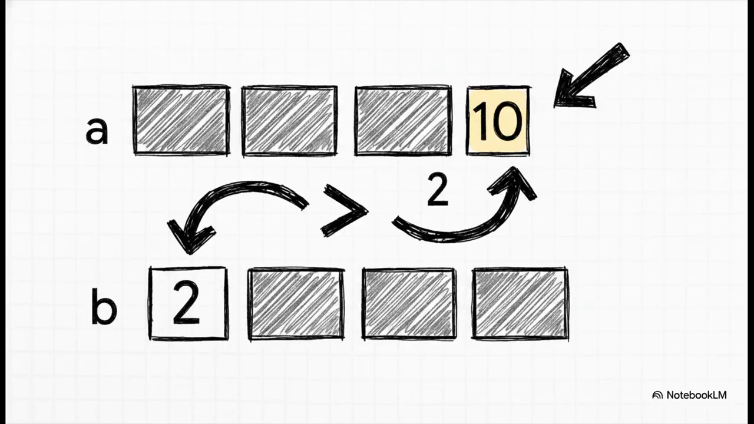So we start by pointing to the last element of A, which is 10, and the first element of B, which is 2. Now, since 10 is obviously greater than 2, we know that 10 is in the wrong half of our final combined set. So we do a swap.